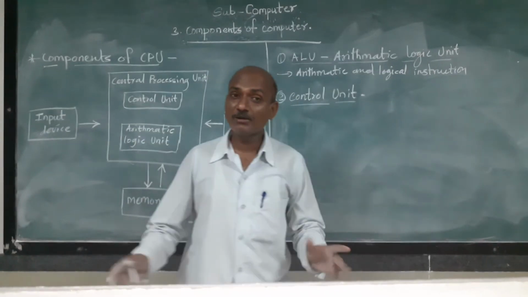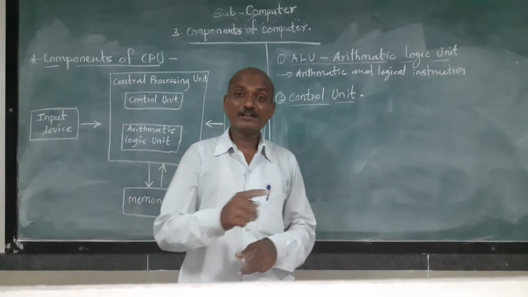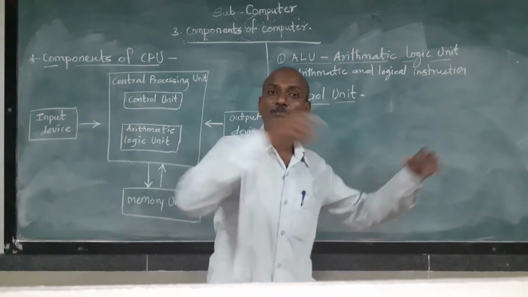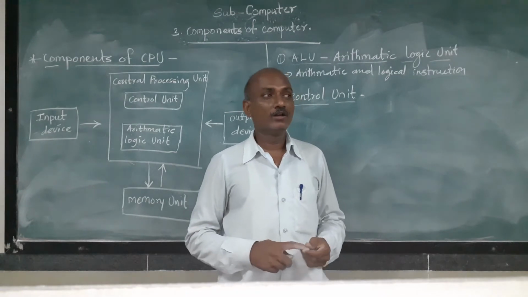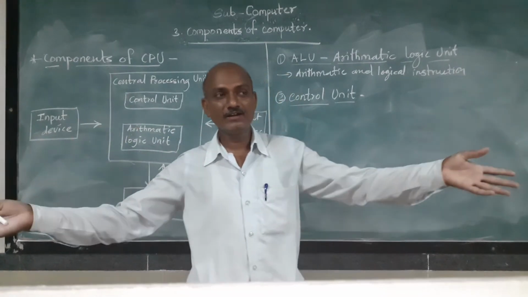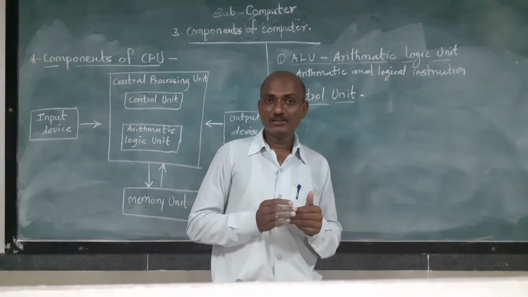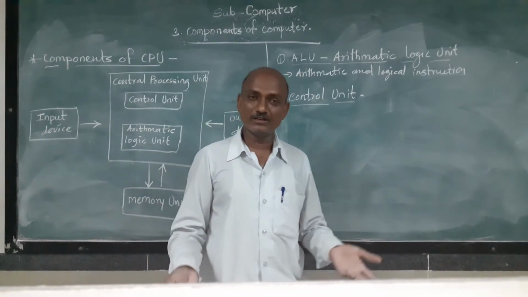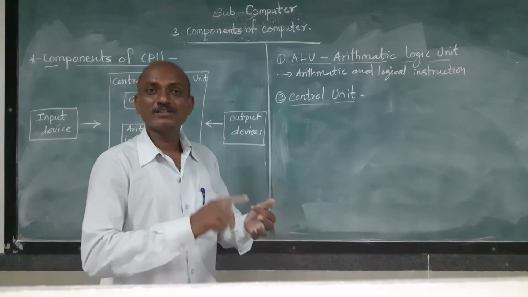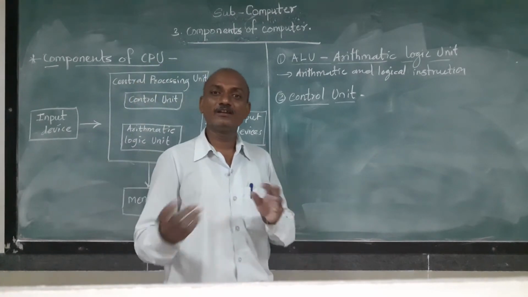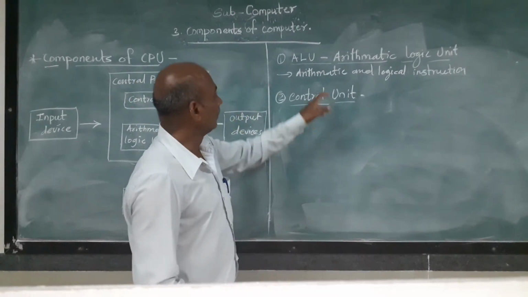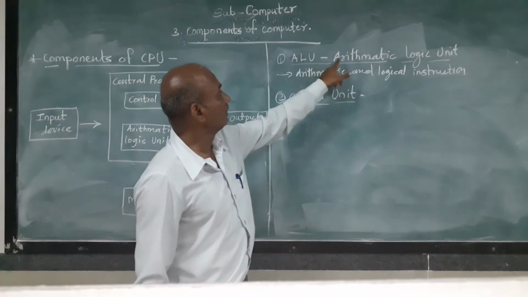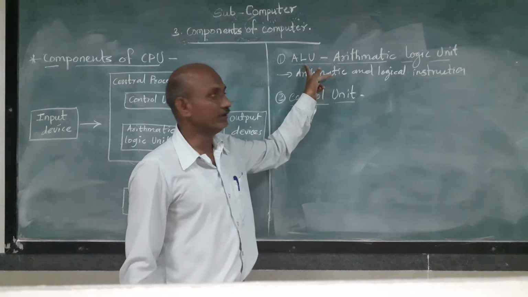And logical instruction means what? Greater than, less than, select 1 out of 100, more than 100, less than 20, true or false. These are called logical instructions. So all these addition, subtraction, multiplication, less than, greater than, true or false, all these arithmetic and logical instructions are done inside the ALU unit.